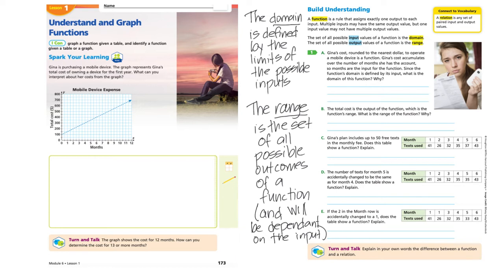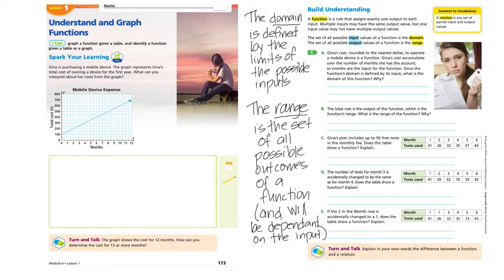So now let's look at B. The total cost is the output of the function. So they're kind of actually referencing the graph over here. Months are the input, total costs are the output. So if the total cost is the output, that's the function's range. What is the range for this function and why? So the range is the set of all possible outcomes of a function, and it will be dependent on the input. So if I can't have negative input, it's most likely that I won't ever get a negative output. So that'll kind of help you answer B.